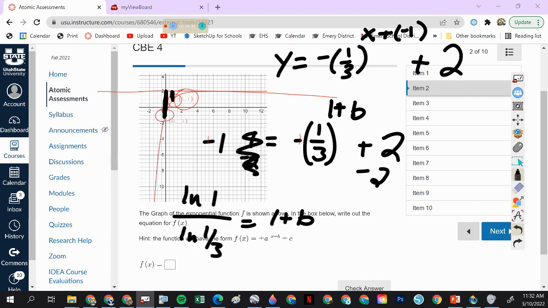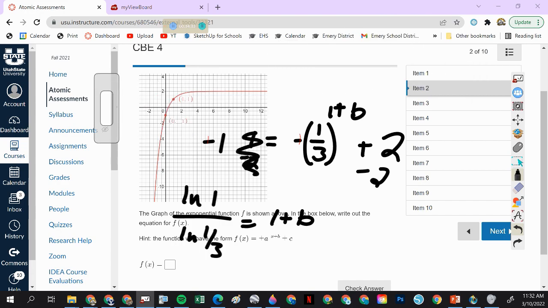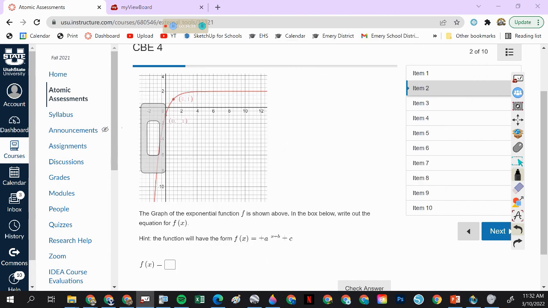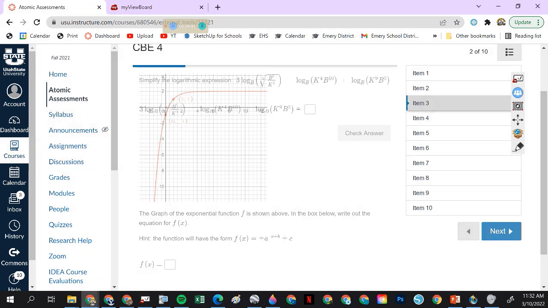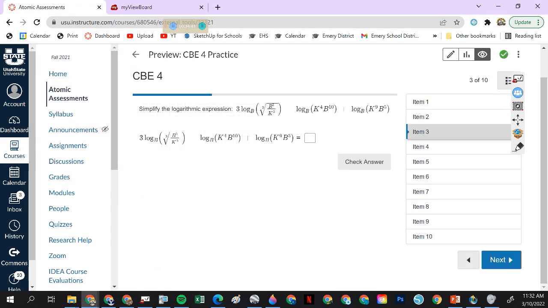Okay, do you need to see another one? Think you're good? Okay. Number 3. All right, this looks really hard, but you should get these done pretty quickly. They shouldn't take you much time at all.